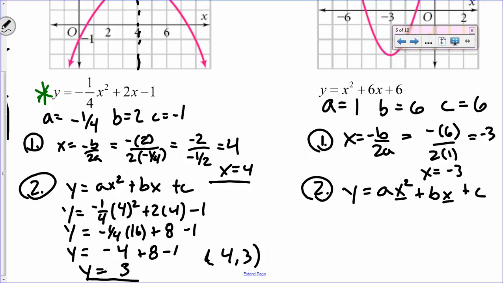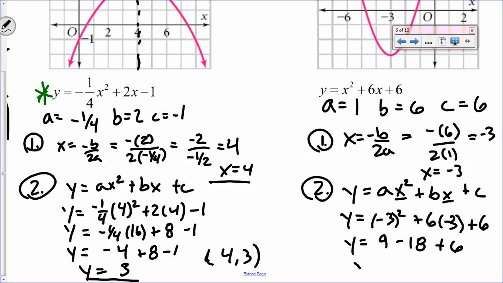So in this case, a is 1, b is 6, c is 6. So we've got y equals x squared, so negative 3 squared, plus 6 times x, which is negative 3, plus c, which is 6. So y equals negative 3 squared is positive 9, plus 6 times negative 3 is negative 18, so minus 18, plus 6. That simplifies to y equals negative 3. So we've got the ordered pair negative 3, negative 3. That's our xy ordered pair, and that's what we have calculated to be the vertex.